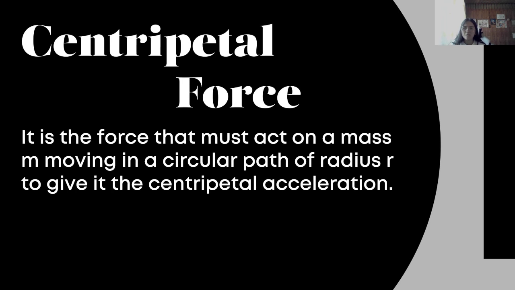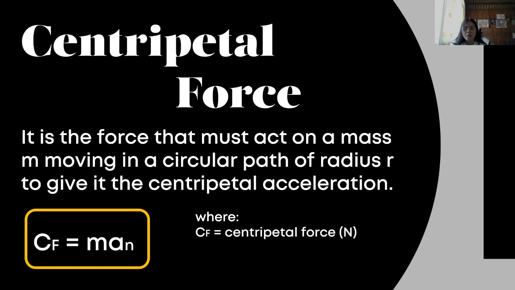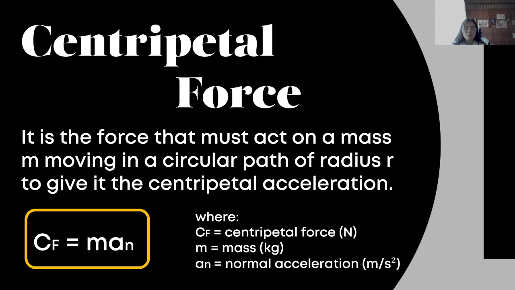So we have centripetal force. It is the force that must act on a mass m moving in a circular path of radius r to give it the centripetal acceleration. So we have CF is equal to m multiplied by a sub n, wherein CF is the centripetal force, m is for mass, and a sub n is for normal acceleration.